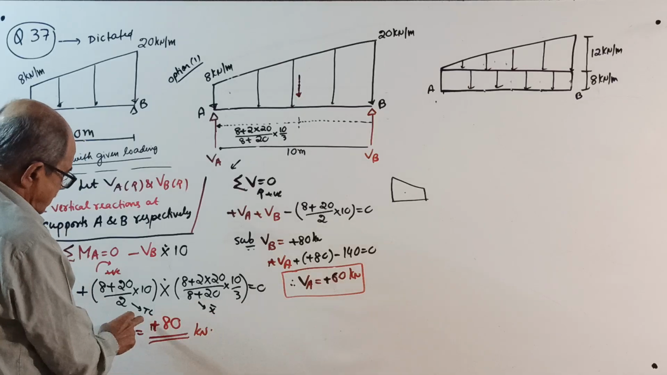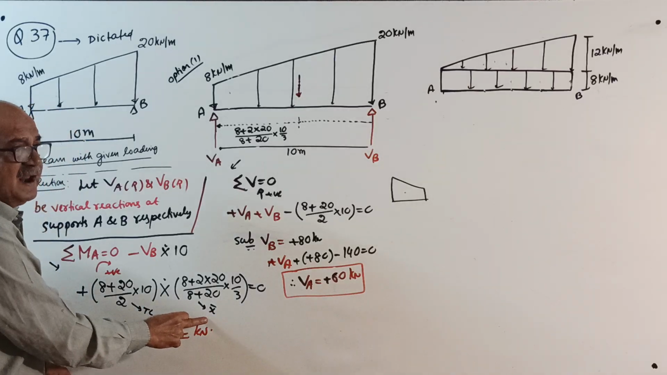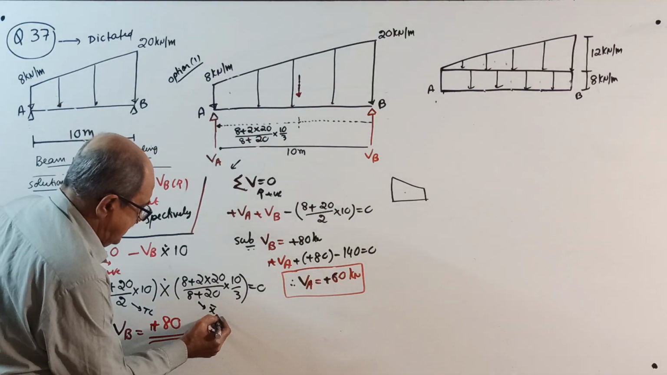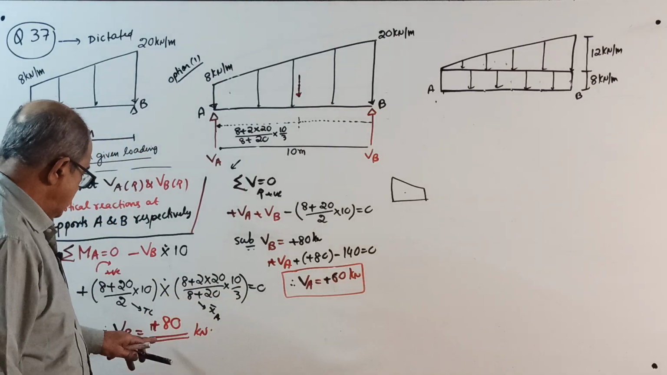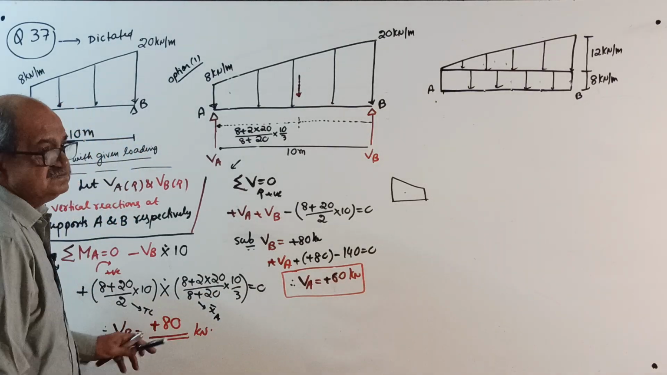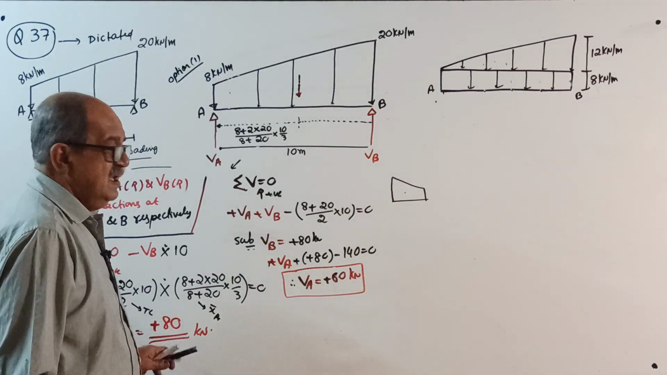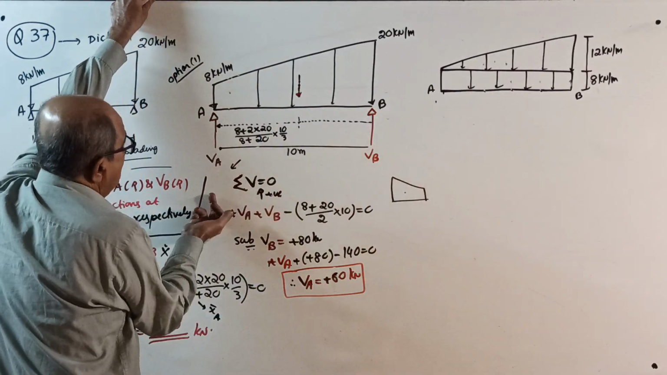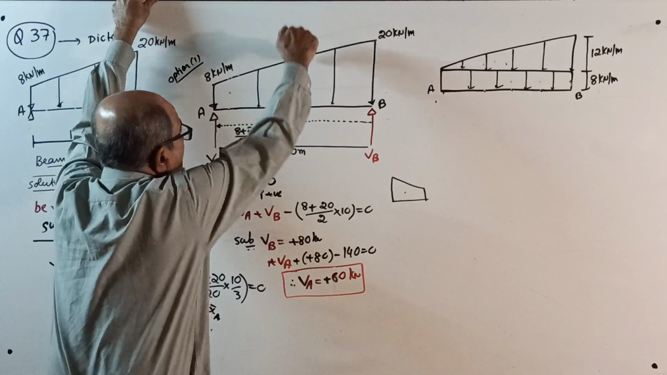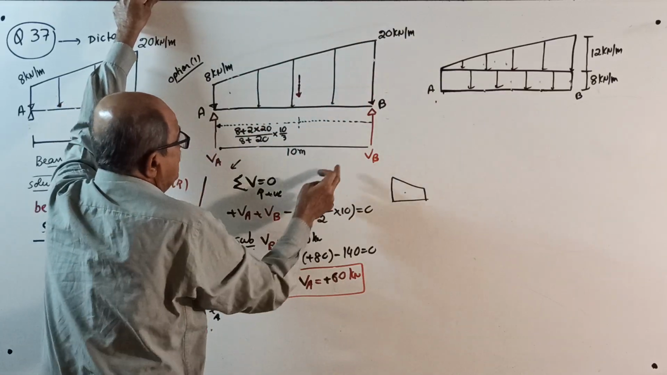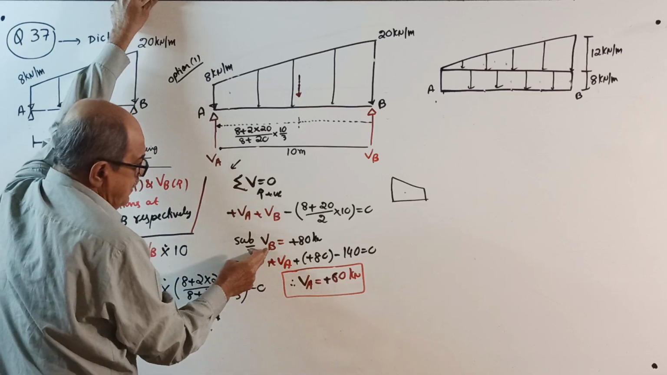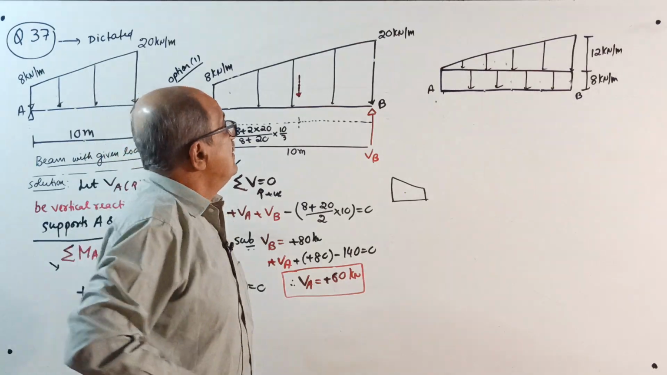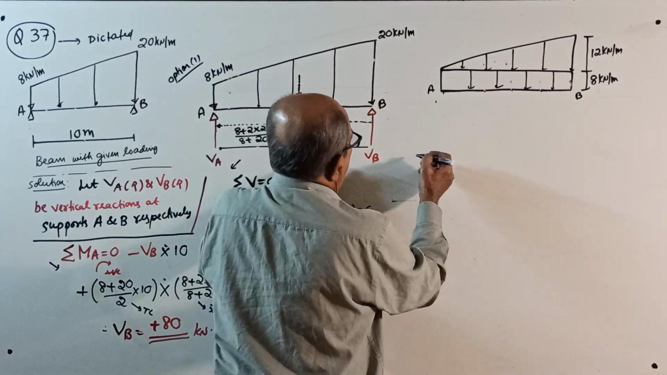I wrote here, you can write, this is the total load. This is that X bar I used to tell. X bar means distance of centroid from A. You will get VB equal to plus 80 kilonewton. Actually, I have not calculated, I applied the trick. Okay, no problem. You calculate. Sigma V equals 0, upward positive: VA plus VB minus the total load (8 plus 20) divided by 2 into 10 is 0. Substitute VB equal to 80 kilonewton, VA will come 60 kilonewton. This is option 1. Now, go for option 2.